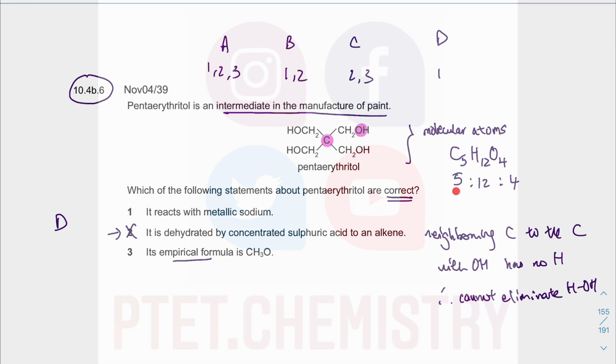5 is a prime number, okay? A prime number can only be divided by itself and 1, okay? So you can't simplify to CH3O or anything. So 3 is also incorrect, okay? But by logic, you will have checked 2 first, and you have gotten D as the answer.